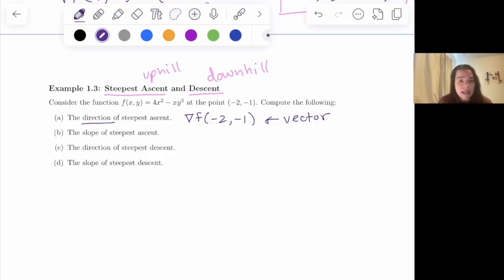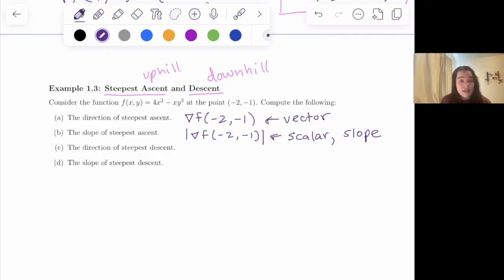Looking at what part B says, to find the slope of steepest ascent. The gradient vector finds the direction, like the path you're going to take. That's why it's a vector. The slope of steepest ascent is found by taking the magnitude of the gradient vector at that given point. Remember, the magnitude gives you a scalar, and in this context, it is going to give you your slope. That scalar is going to be that slope of steepest ascent.